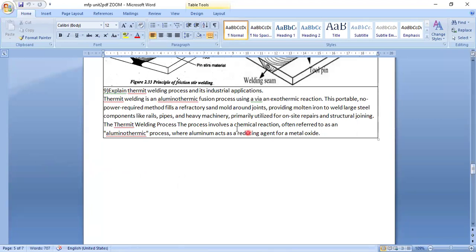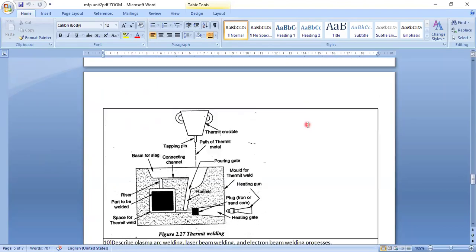It is completely a chemical reaction. It is an aluminothermic process, where aluminum acts as a reducing agent for a metal oxide. So it is also used for rail joining.